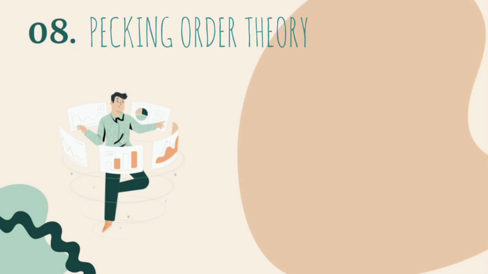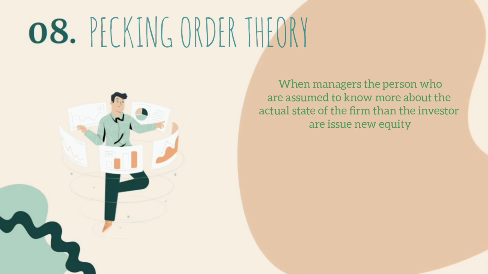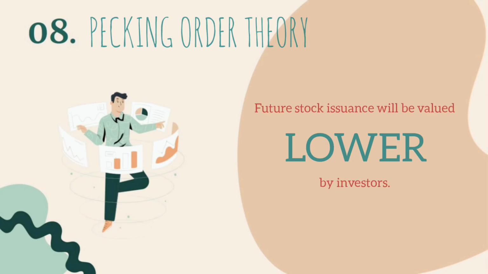So, the next topic is pecking order theory. Pecking order theory was first proposed by Donaldson in 1961 and it was modified by Stewart C. Myers and Nicholas Majluf in 1984. The theory states that when managers, who are assumed to know more about the actual state of the firm than the investor, issue new equity, the investor believes that the manager thinks the firm is overvalued and is taking advantage of this overvaluation. As a result, future stock issuance will be valued lower by investors.